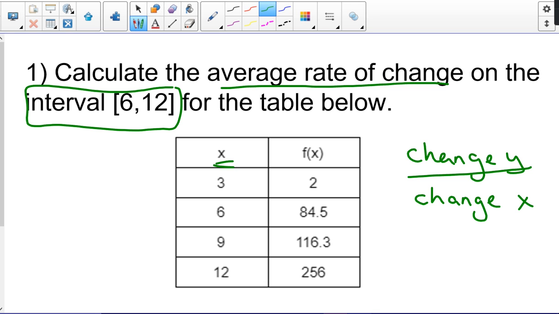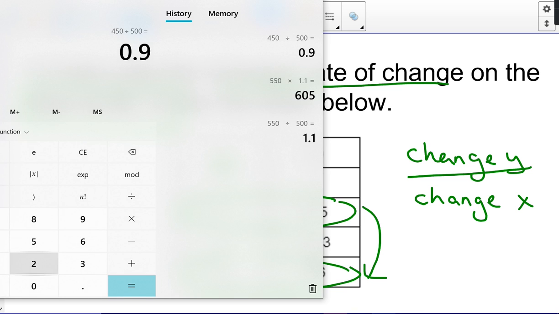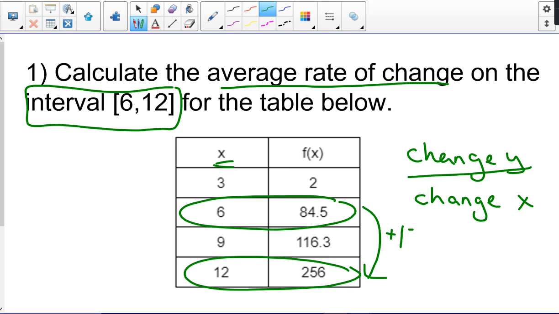So it's telling me to start from 6 and go to 12 and use the pair of values where x is 6 and the pair of values where x is 12 and find the change in y divided by the change in x. So change in y, 84.5 to 256. I will subtract on a calculator. 256 minus 84.5 is 171.5. Okay, so this is an additional 171.5. So our change in the outputs, I wrote y, but here it says f of x, so I should be consistent. Okay, the change in the y, or the output column, is 171.5.